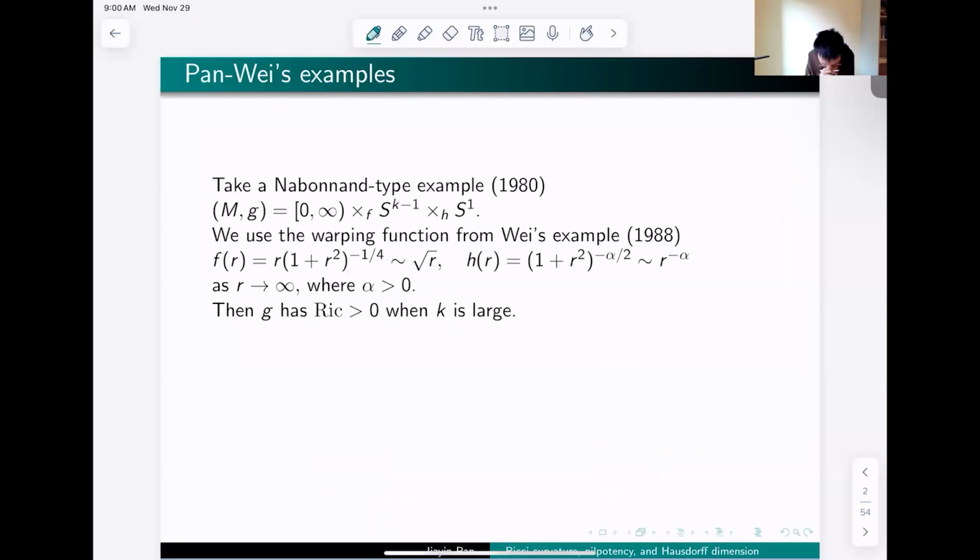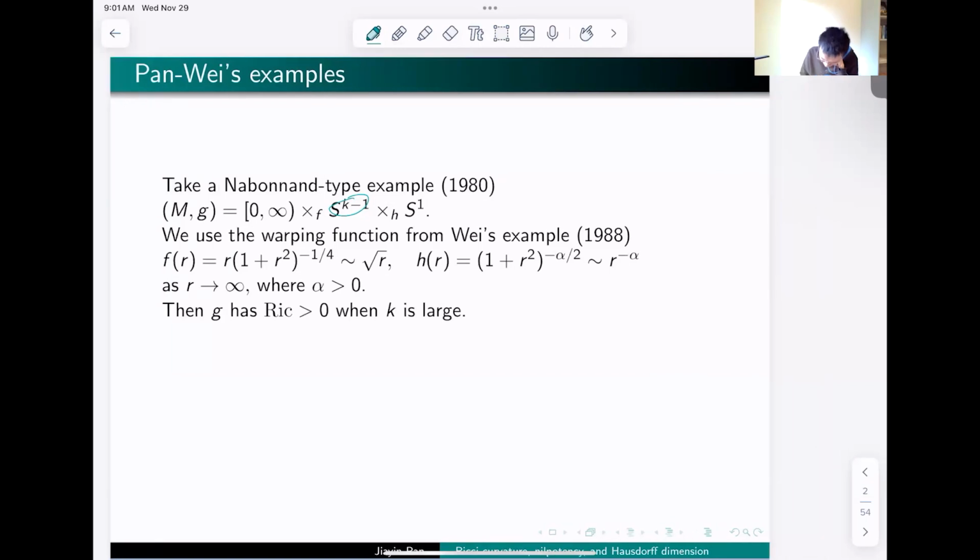So we take a Nabonnand-type example. This means we do this doubly warped product, and then we use the warping function from Guohang's construction. Here in particular, we choose f(r) to grow like the square root of r, and h(r) has polynomial decay, r to the negative alpha. When this k, the sphere part, is sufficiently large, then this g has positive Ricci curvature. This is an example that has been known for decades.